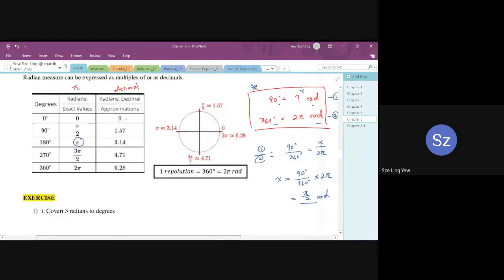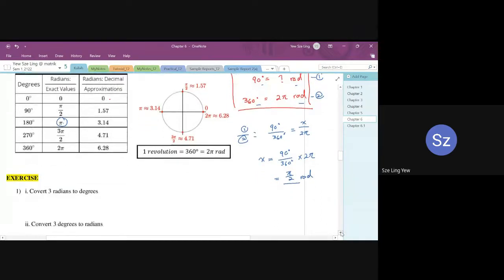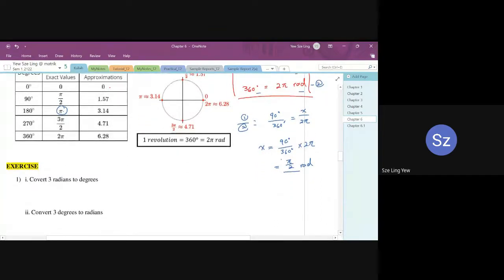And the same thing you can do for revolutions. So for example, let's see. Now, I have pi over 2 radian. Pi over 2 radian equals to how many revolution?